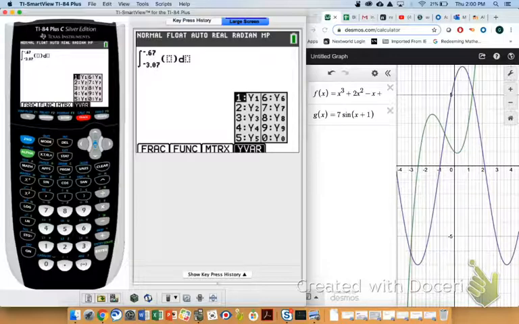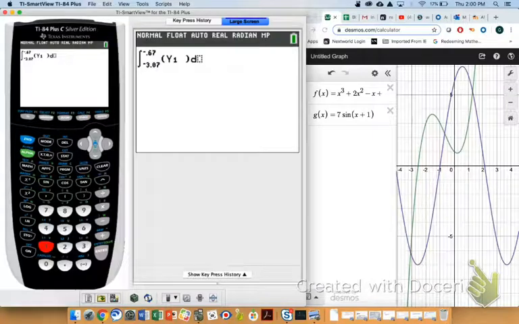Do you see why this is useful? Alpha trace. I remember that f of x is in y1 and g of x is in y2. All I have to do now is say y1 minus alpha trace y2 dx. There's my integral. Since I put f of x in y1 and g of x in y2, my calculator knows exactly what I'm doing. Why would this be useful?